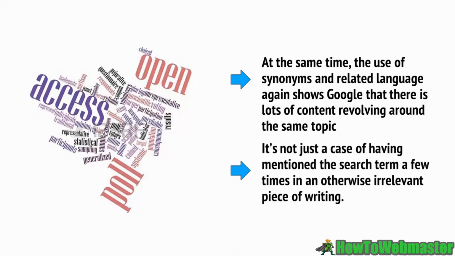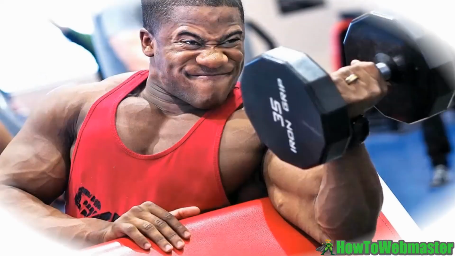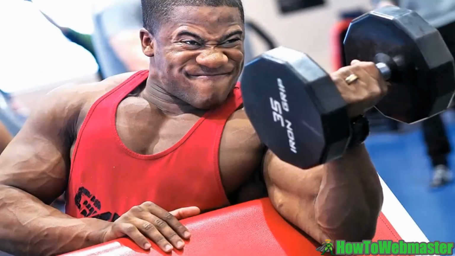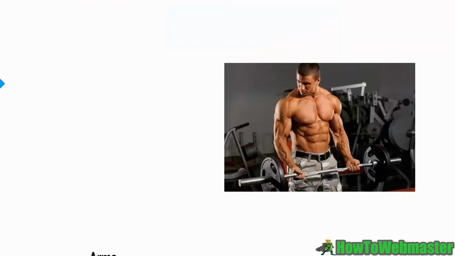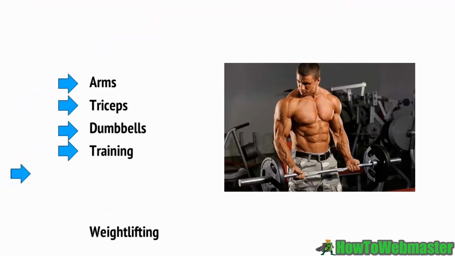It's not just a case of having mentioned the search term a few times in an otherwise irrelevant piece of writing. So if you're writing about bicep workouts, then you need to make sure to include lots of related language like arms, triceps, dumbbells, training, weightlifting, etc.